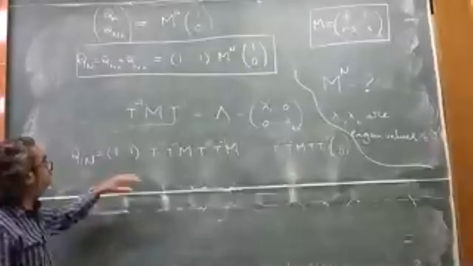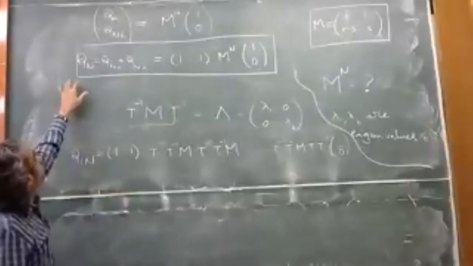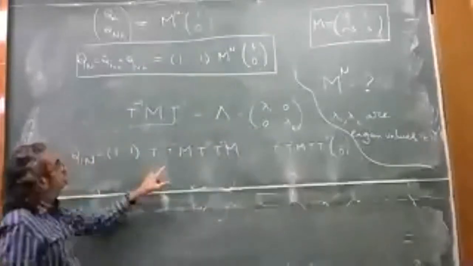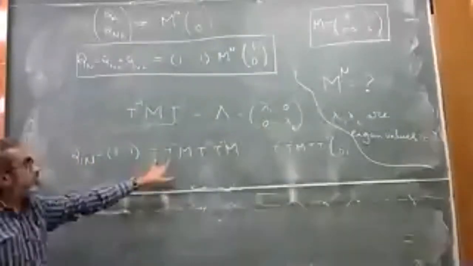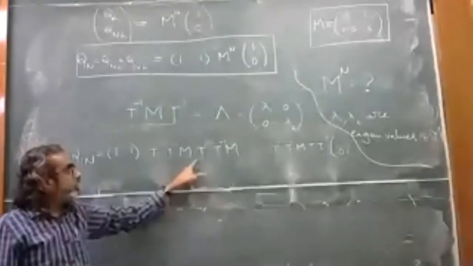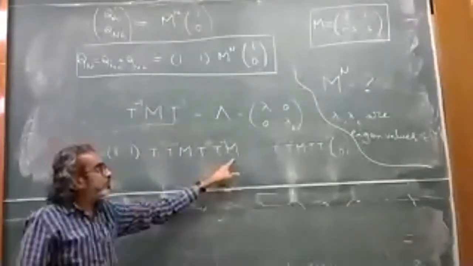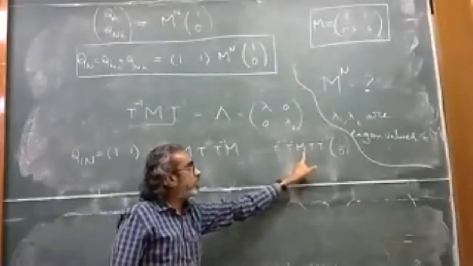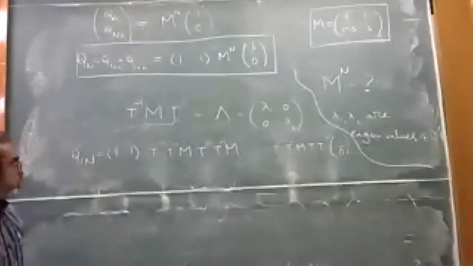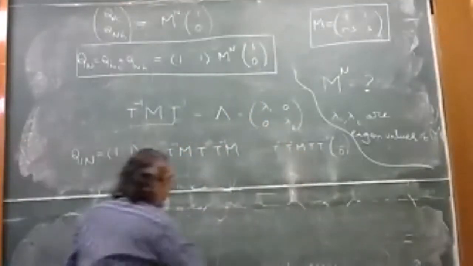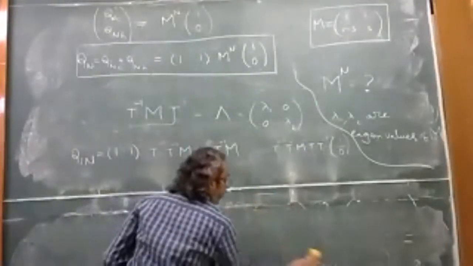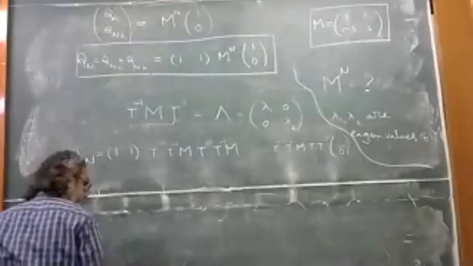Okay, so at least can you follow this? I have here M power n. I multiply T inverse T, M, T inverse T, M, and so on and so forth, after the last M, T inverse T. Sir, I could not follow anything after the matrix square box.